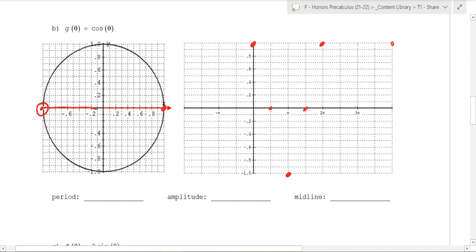So what does this look like? Well, you graph all these nice points here. Goes down, goes up, goes down.